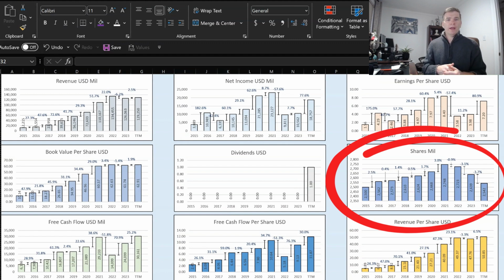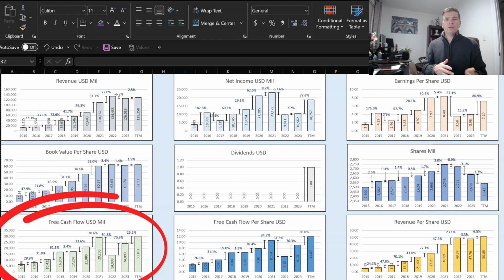And moving on to free cash flow, 2022 was down, but since then has recovered nicely. And the trailing 12 months is the highest it's been during these past 10 years. So nice to see there.